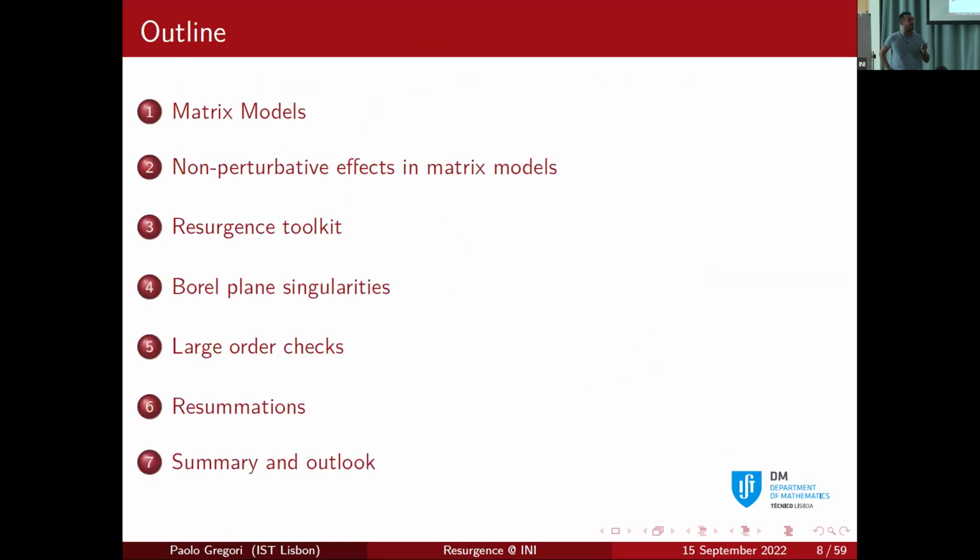Now, let me briefly outline what I will talk about. First, I will give you a very lightning review of matrix models, just to set the notations essentially, and to show you what kind of matrix models describe this set of 2D gravitational theories. Then I will classify the kind of non-perturbative effects that appear in these matrix models, and I will show you how to compute them using topological recursion. Then I will introduce the very basic tools from Resurgence that we will use to study the interplay between these different non-perturbative effects.